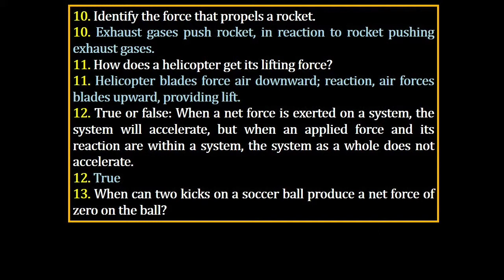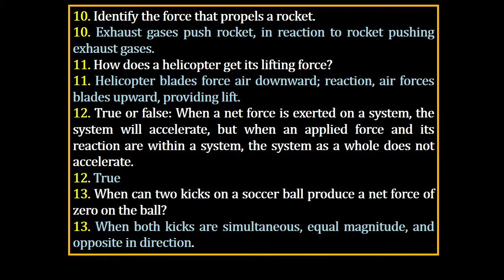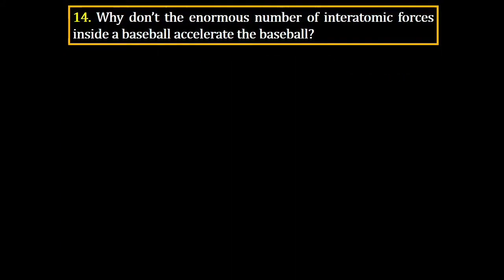When can two kicks on a soccer ball produce a net force of zero on the ball? Well, if two soccer players kick it both at the same time, it happens, and the ball won't go anywhere. You might hurt your toe, but the ball is not going to go anywhere. When both kicks are simultaneously equal magnitude and opposite in direction. So you can see that oftentimes players will use this enormous leg strength to kick a ball, and they both kick it at the same time, and they go flying, they hurt their foot, and yet the ball doesn't go anywhere. It's kind of comical, actually.